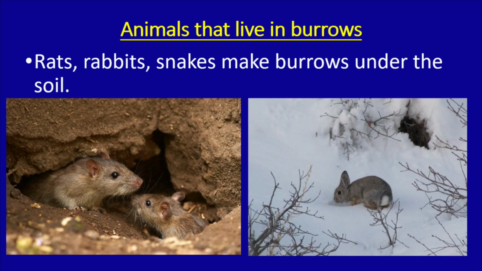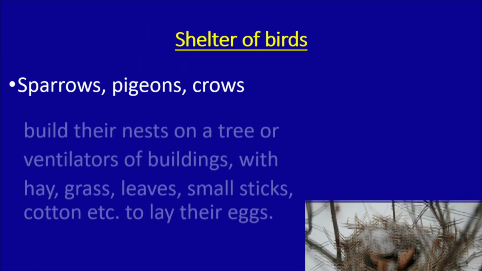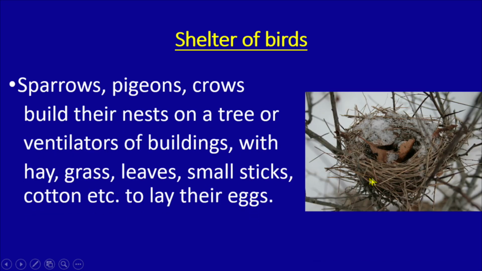So, where do birds live? For that, we will see the different types of nests. Sparrows, pigeons, crows build their nest on a tree or ventilators of buildings with hay, grass, leaves and small sticks and also cotton. So, why do they make nests? To lay their eggs. So, let us see the different types of nests.